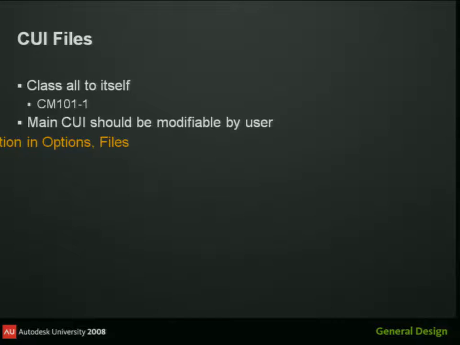Now, the location for that CUI file, and the name, is specified in the options file dialog box. But you definitely have control as a CAD manager, using the Acad Lisp file, to make sure that it's the right file that's loaded there, so the user doesn't change that around on you.